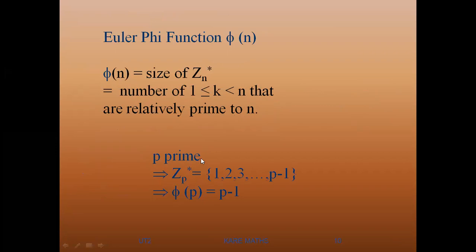If p is a prime, then phi of p, the phi function, the number of such elements is equal to p minus 1 in this modulo. So Zp asterisk is nothing but 1, 2, 3 up to p minus 1. So this gives the Euler phi function. It is denoted by phi of n. So phi of n is nothing but the size of Zn asterisk.